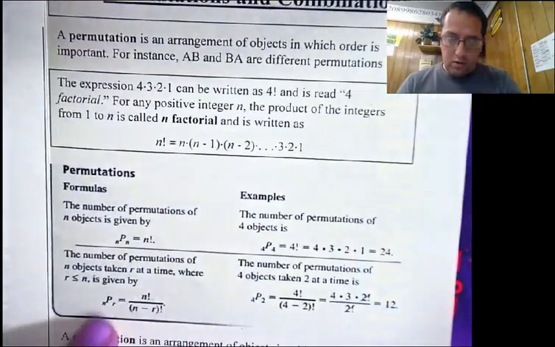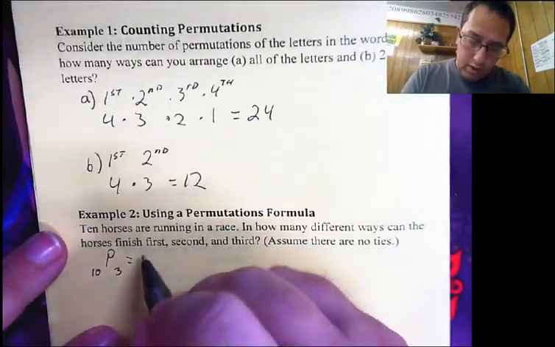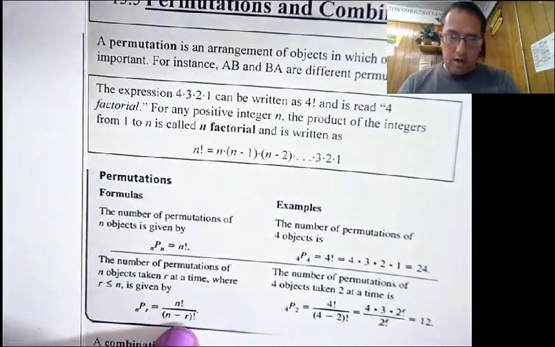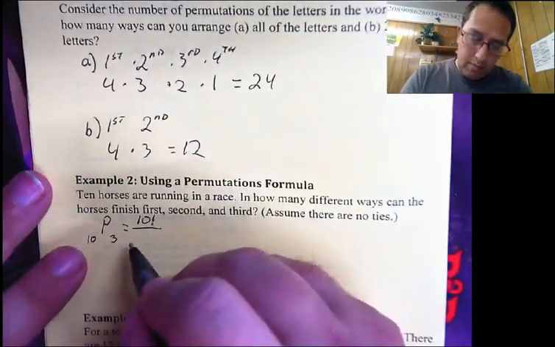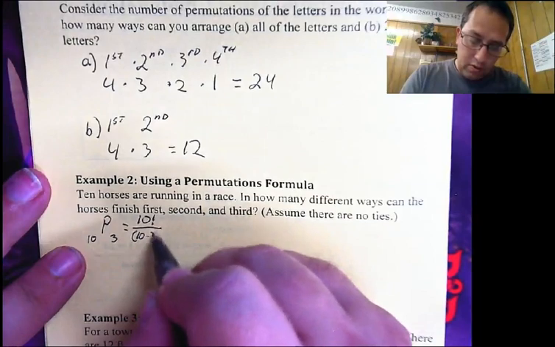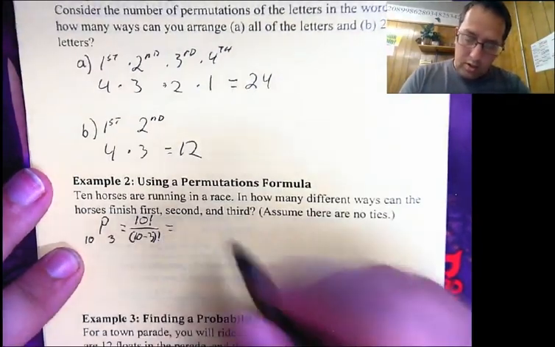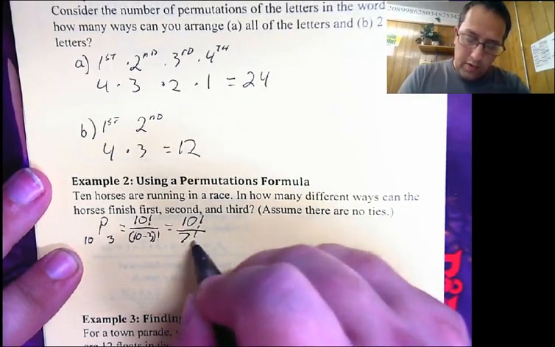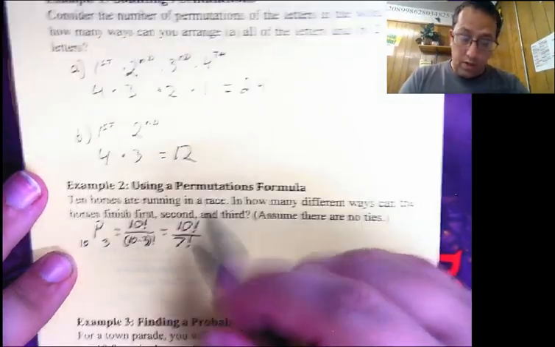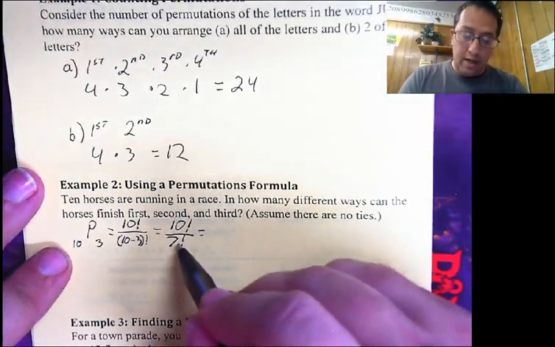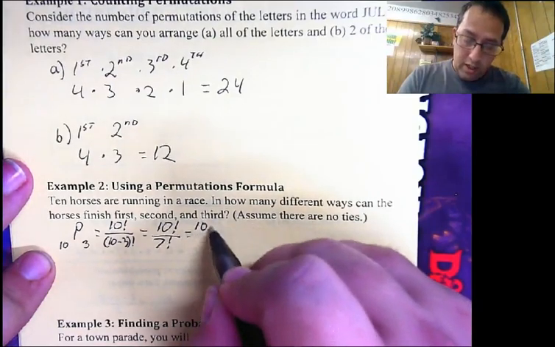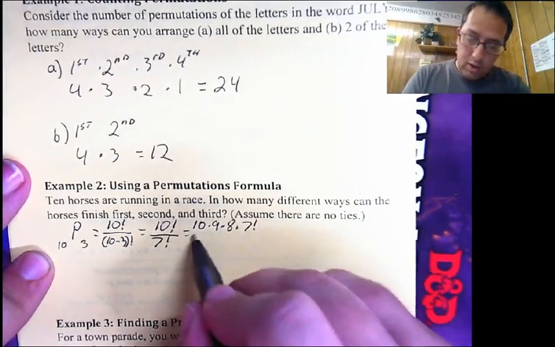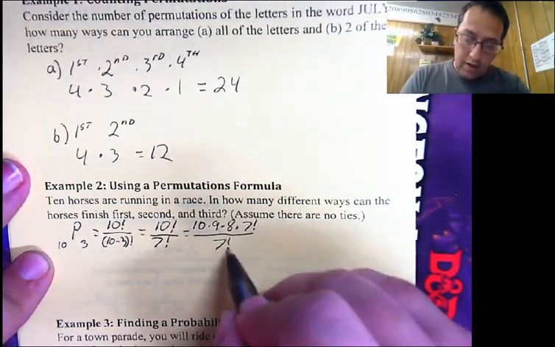So let's see what we had. N factorial, so that would be the number that we were choosing from. So that's 10 factorial over (n minus r) factorial. So that would be 10 minus 3 factorial. I'm going to go ahead and put it 10 factorial over 7 factorial. The 10 factorial is bigger, so I'm going to break that down until I get to 7. So I have 10 times 9 times 8 times 7 factorial divided by 7 factorial.